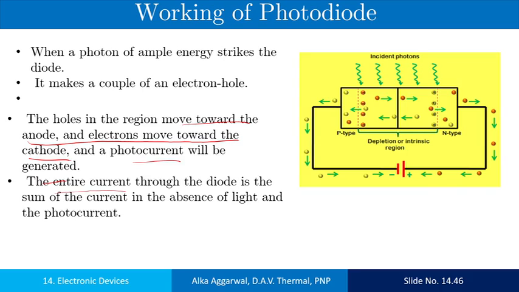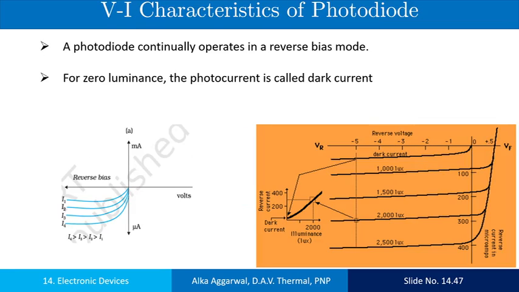The entire current through the diode is the sum of the current in the absence of light, which is called dark current, and the current which is generated due to the light. It is generally operated in the reverse bias mode. When there is no light, this current is called dark current. With the increase in the intensity of the light, the amount of the photocurrent increases.